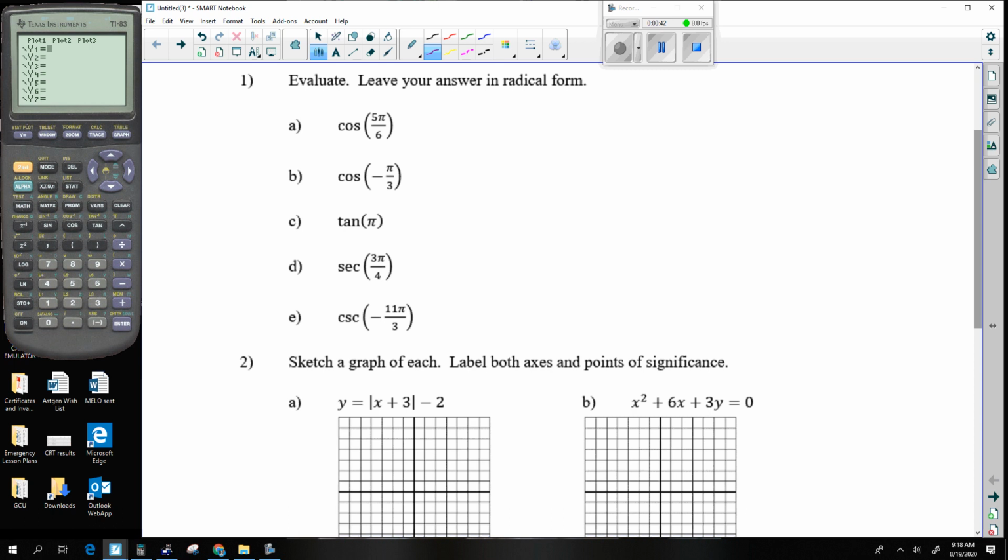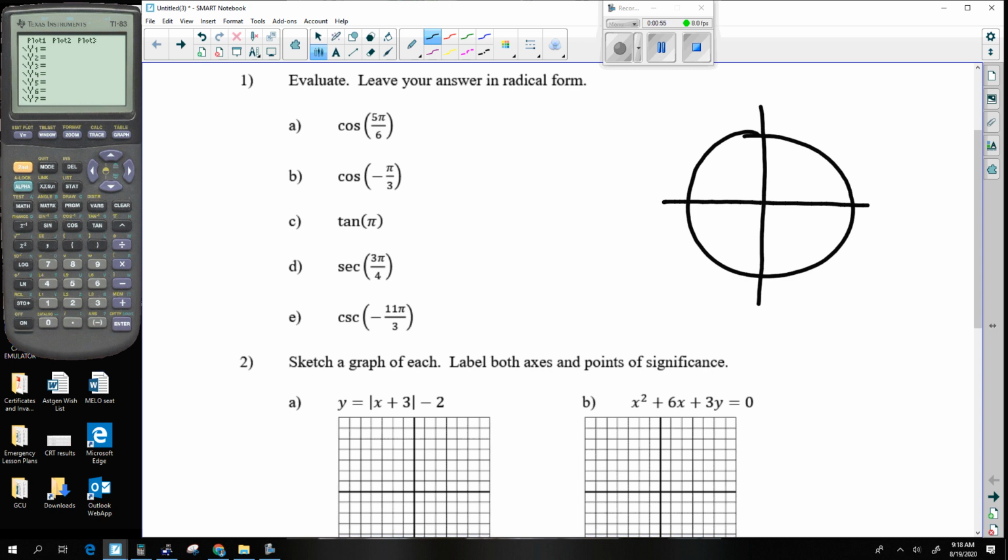All right, so we begin with number 1, where they want to know some trig stuff. We want a unit circle to operate off of. Question A, we want the cosine of 5 pi over 6. So 5 pi over 6 is a small angle close to 1. And so I see that is a big x and a little y. The cosine of this would be the x value, so that would be negative square root 3 over 2.